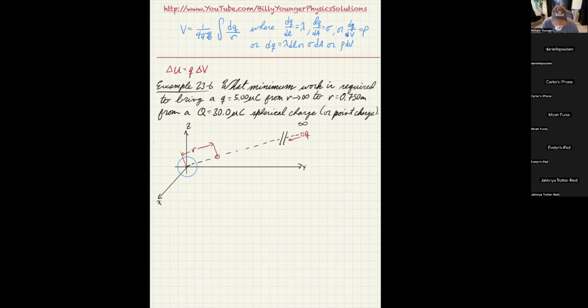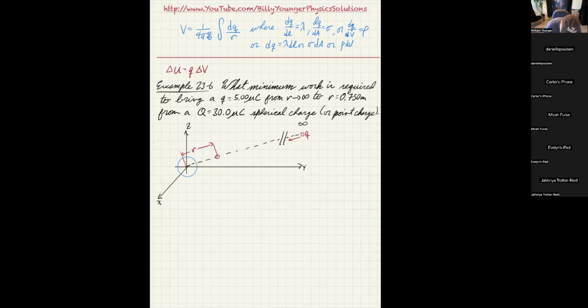Because notice these are both positive charges. I've got a 30 microcoulomb and a 5 microcoulomb charge. They're both positive. The electric Coulomb force is actually forcing them apart or trying to repel. So it's going to take a certain amount of work against the conservative force to move it from r equals infinity all the way to r equals 0.750 meters. That's exactly how we define the potential energy: delta U is equal to the negative of the work done. In this case, I'm just going to take the magnitude of it and say that that's going to be the work done.